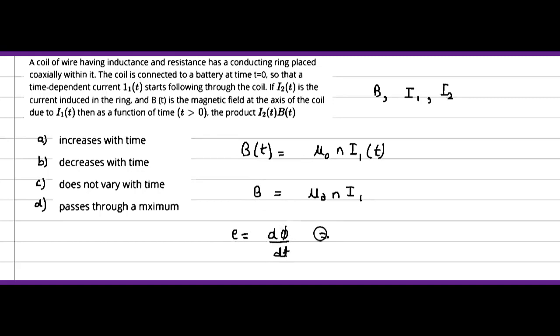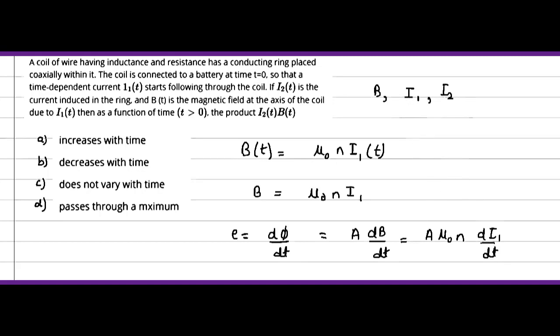So it would be dφ/dt. We can say that φ equals B times A. If A is constant, it would be A times dB/dt. Because μ₀ and n are constant, we can write this as A μ₀ n dI₁/dt, because we know that I₁ depends on time. We have already stated that.